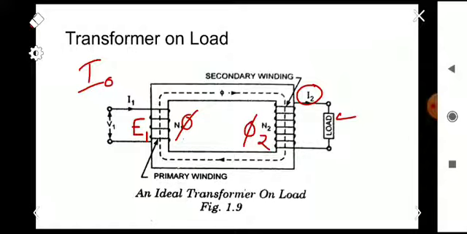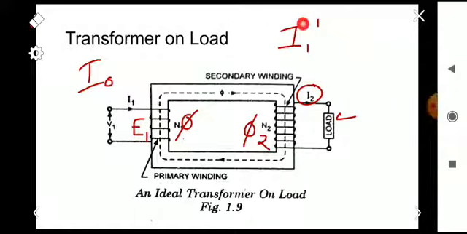Let us assume the additional primary current drawn here is I1 dash. Previously, only a small current I0 was drawn from the supply. So when we have connected the load, due to the effect of load, an additional current I1 dash is drawn. So what is the main cause of this additional current I1 dash?